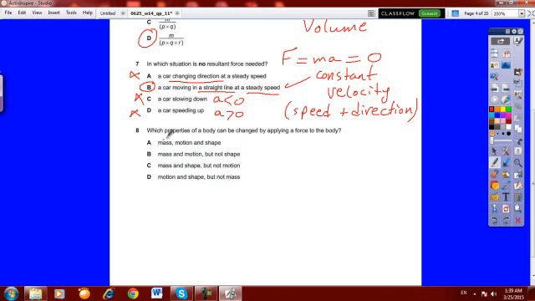Of course, mass is always fixed and can never be changed. So whenever we see mass, we reject the answer. Force can cause a change of motion and the shape, but not the mass. So the answer is D.